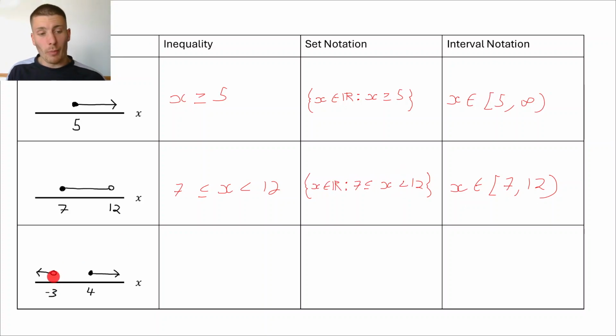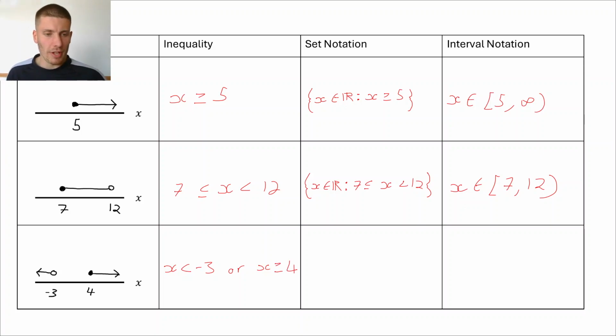The final one, interesting, we've got 2 separate regions here. We've got x being less than -3, but greater than or equal to 4. So with inequality notation, we write this as either x is less than -3, or, separate region, we write it as x being greater than or equal to the number 4.